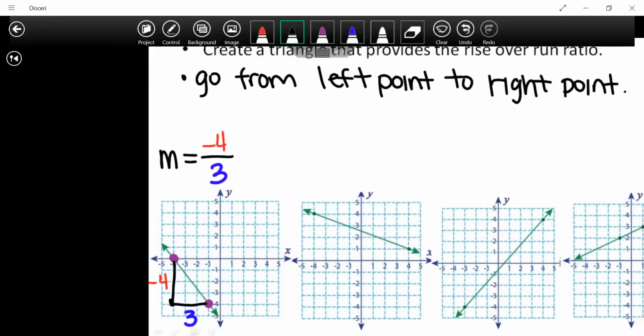Let's do another one. Starting from left point to the right, I'm going down, and I'm going to go over. How far am I going down? Negative 3 on top is my y. I'm going over how many? 8.